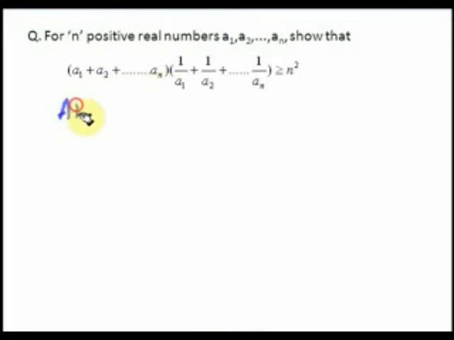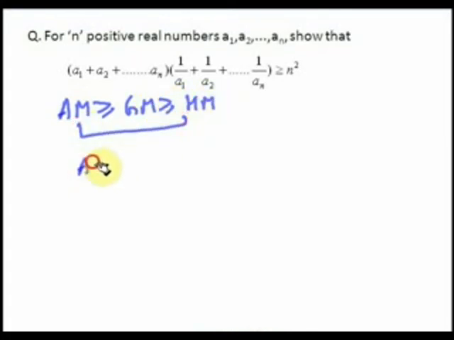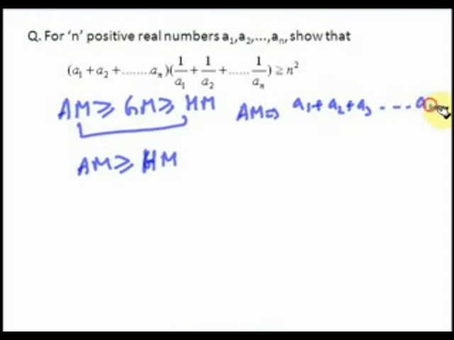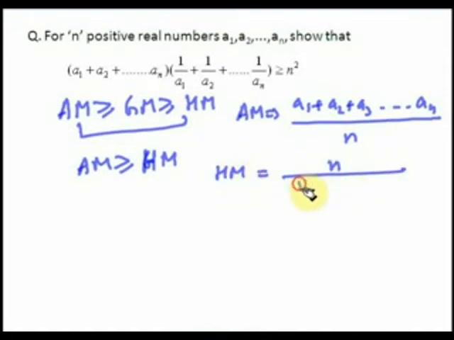Now let's consider the inequality: arithmetic mean is greater than or equal to geometric mean, which is greater than or equal to harmonic mean. If we consider the first and third terms, we can say that the arithmetic mean is greater than or equal to the harmonic mean. The arithmetic mean of the terms a1, a2, a3 up to an will be a1 plus a2 plus a3 up to an upon n. The harmonic mean will be n upon 1 by a1 plus 1 upon a2 plus 1 upon a3 up to 1 upon an.